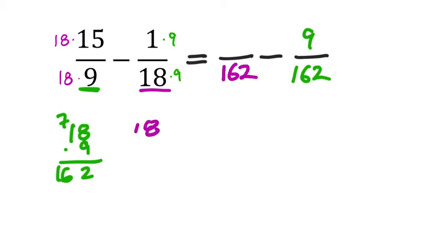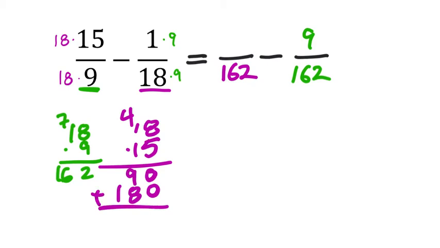However, I do not know what 18 times 15 is, so let's go ahead and do that math. 5 times 8 is 40, carry the 4. 5 times 1 is 5, plus the 4 is 9, so now we're in the tens place value. 1 times 8 is 8. 1 times 1 is 1, so 180. We need to add those together to find our actual product. 0 plus 0 is 0. 9 plus 8 is 17. Carry the 1. 1 plus 1 is 2. 270. So that 15 over 9 becomes 270 over 162.